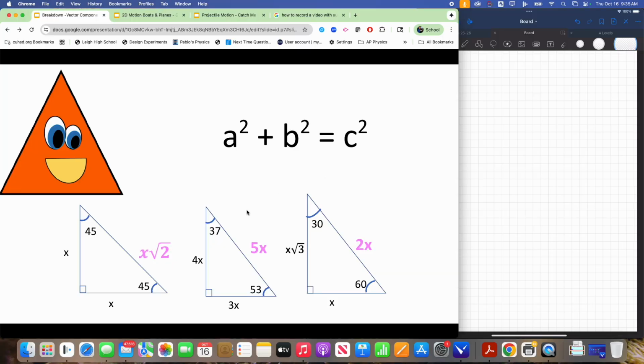And there are some special right triangles where we won't necessarily have to use a calculator. If we remember that these special right triangles have unique relationships between the sides of the triangles and the angles that make up that triangle, then that might make analyzing vectors, breaking them into components, easier.